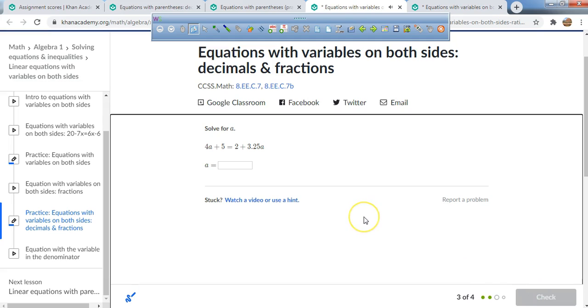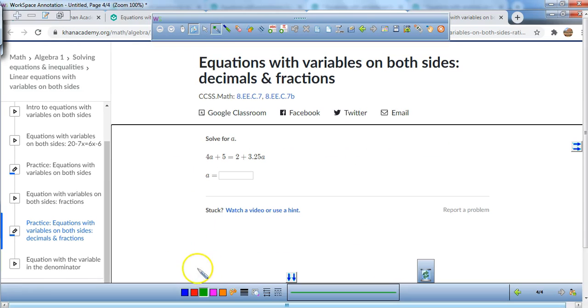Voila. Okay, let's take a look. Oh, good. Got decimals. Sweet. Decimals, they don't scare me. Super easy. No problem. We got this.